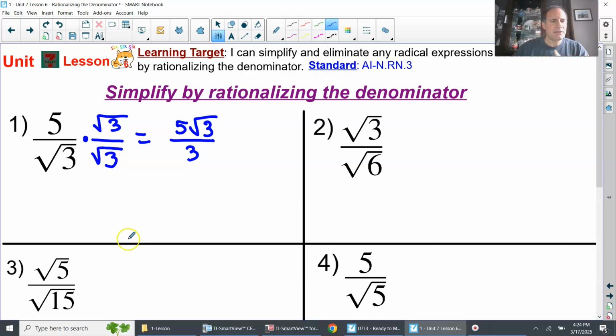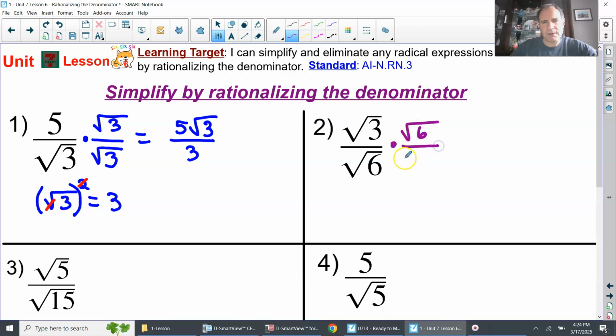So anytime that you have the square root of 3 squared, that equals 3. Equals the number underneath, because the square cancels out the square root, and it's just 3. So that's exactly what happens when you're rationalizing the denominator. So we're going to take the square root of 6 over the square root of 6. We're going to rationalize that denominator.